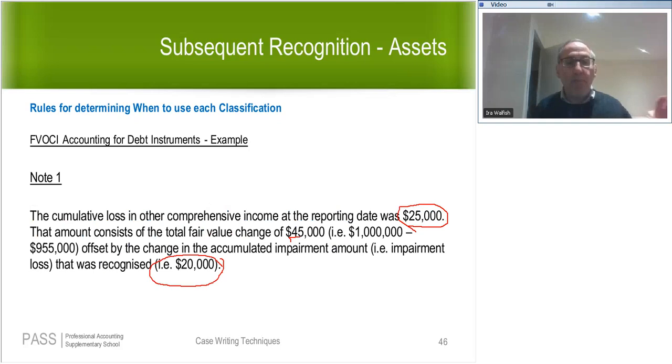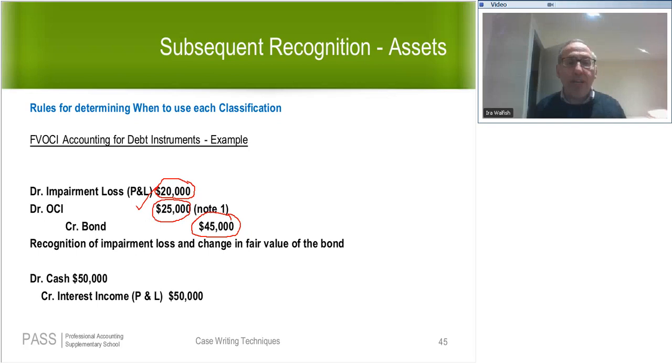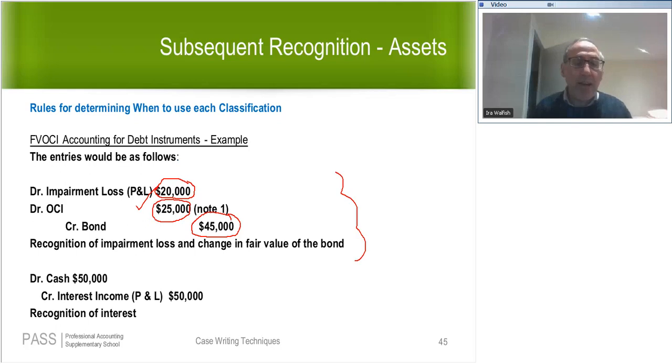This is the entry for interest income. Interest income, of course, goes to the P&L and not OCI. It would make no sense to take it to OCI. The interest income was simply 5% of $1 million. So we debit cash $50K, we credit interest income $50K.